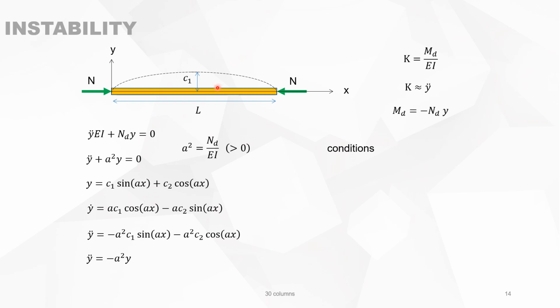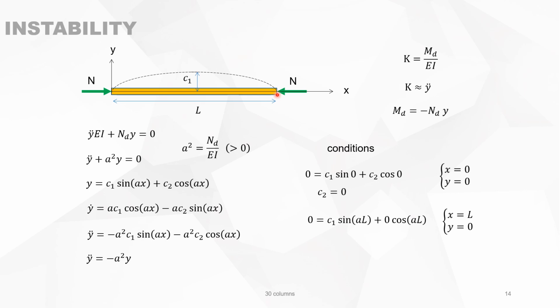Those two unknowns depend on the conditions. First, in the beginning, when x is 0 and y is 0, it means that the displacement is 0. So this is the first equation that we got, and it means C2 is 0. And then the second, on the other hand, when x is L and y is 0, then this condition leads to alpha L must be n times pi, where n is a natural number, or alpha equals n pi divided by L. That's coming from the conditions at the end.